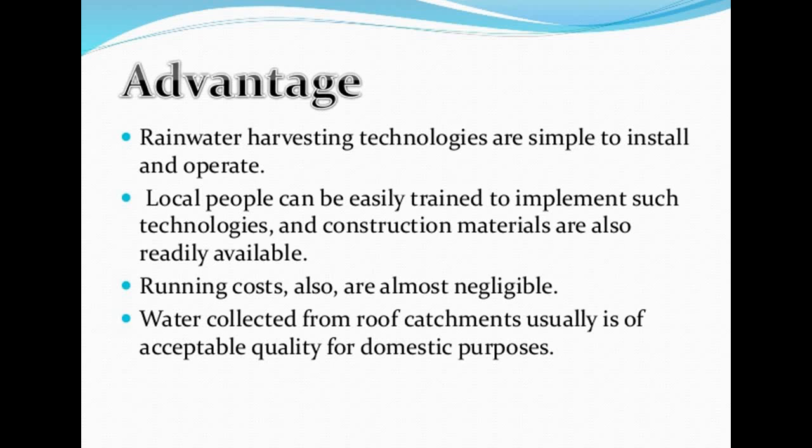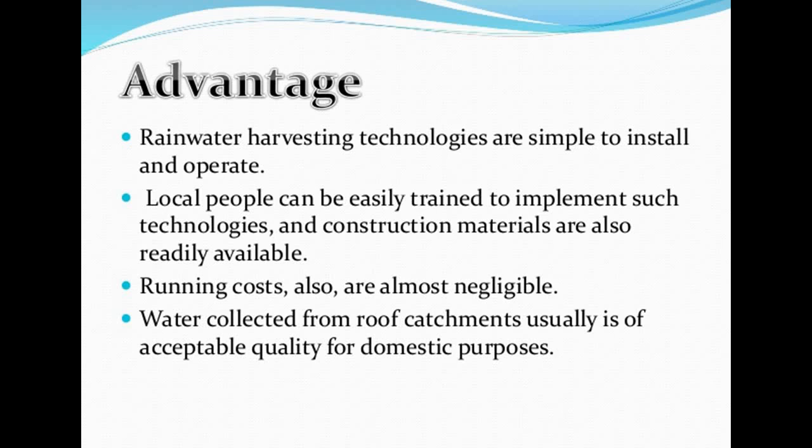Then water collected from these roof catchments is usually of acceptable quality for domestic purposes also. So roof catchment is basically a technique where under your rooftop there is a catchment where all this water is collected, and it is purified for your domestic purpose. The water is getting cleaned and it is coming to you, so that you can make your food from that, or you can connect that to your RO, so that it can automatically clean that water for you, and you can drink it also. So it can help in that way as well.